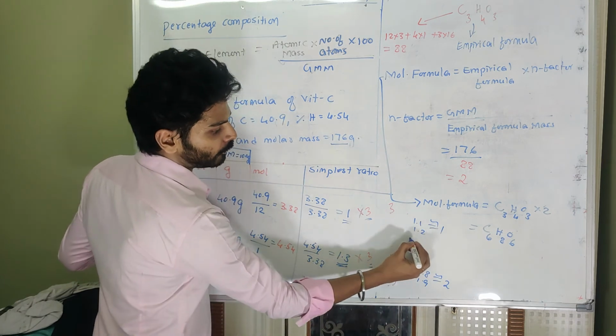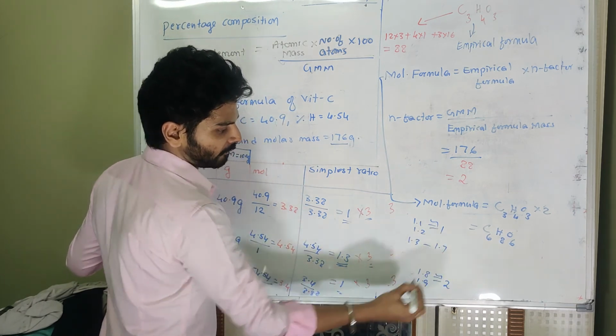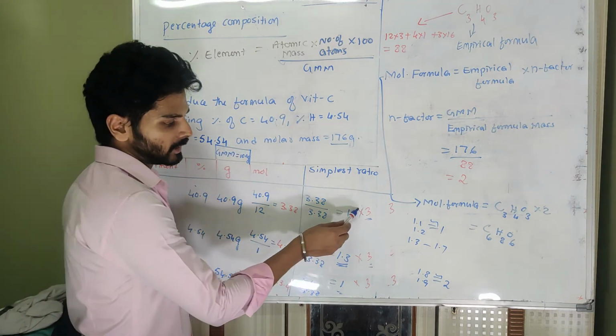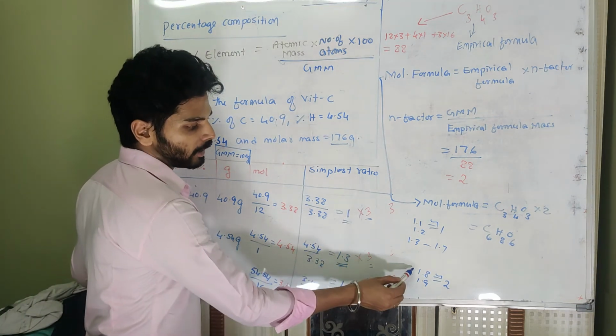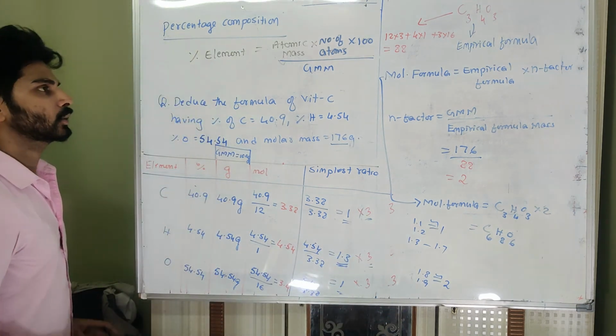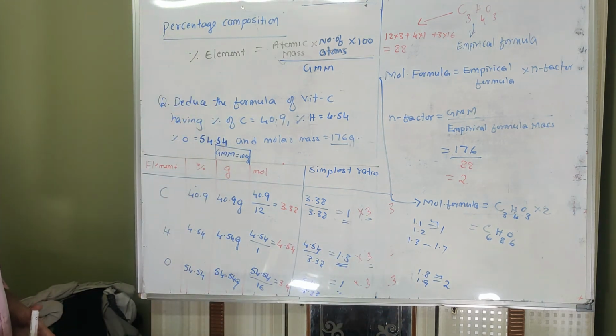But in between, from 1.3 to 1.7, you cannot convert anywhere. Then what you have to do is multiply with some number, thereby converting them into 0.8, 0.9 or 0.1, 0.2. Then you can get the actual formula, the empirical formula there.